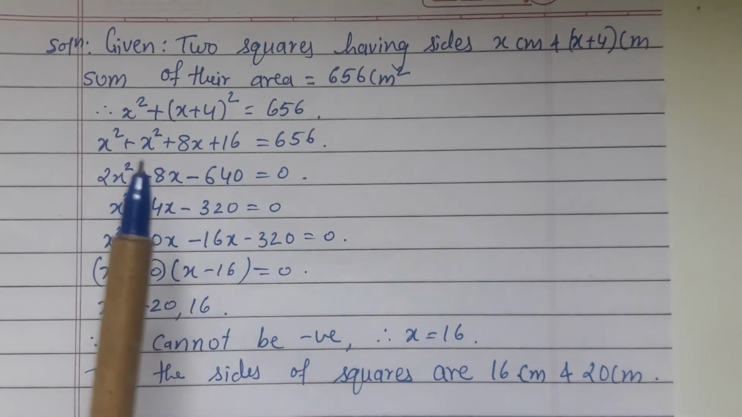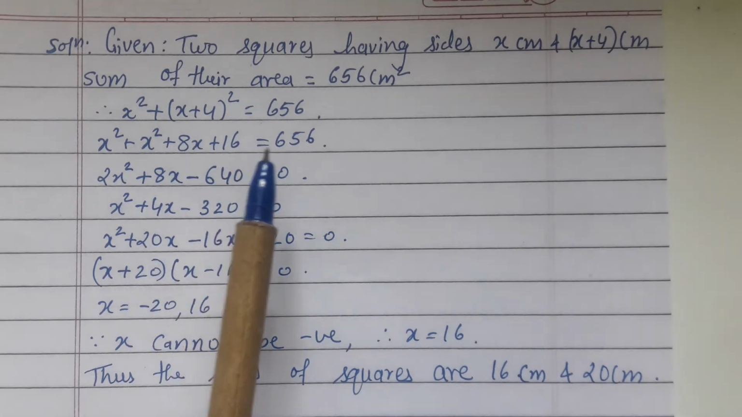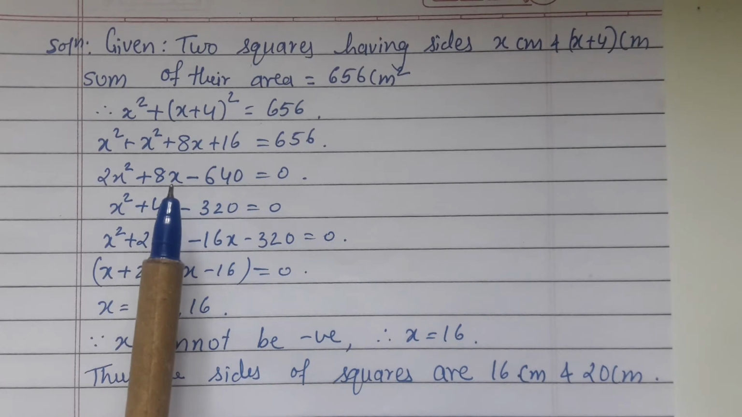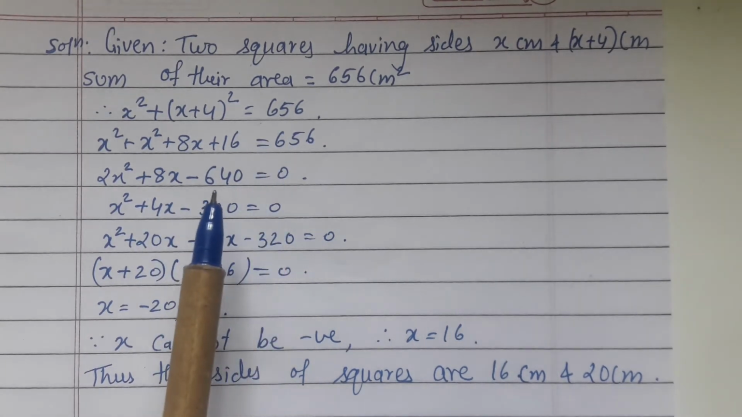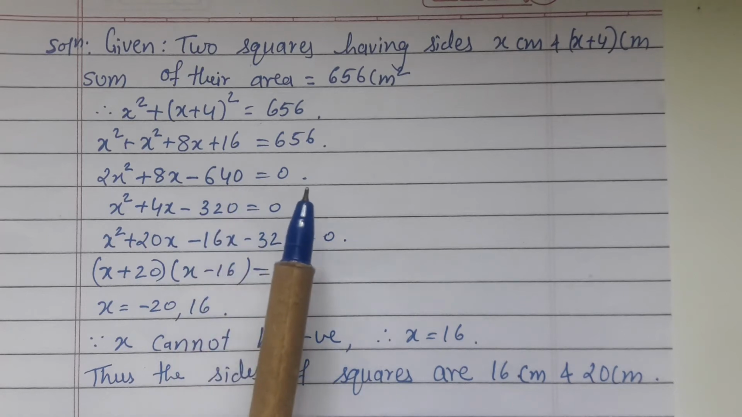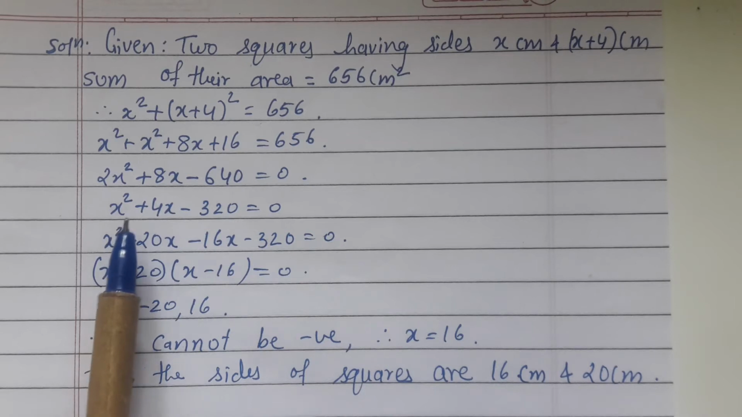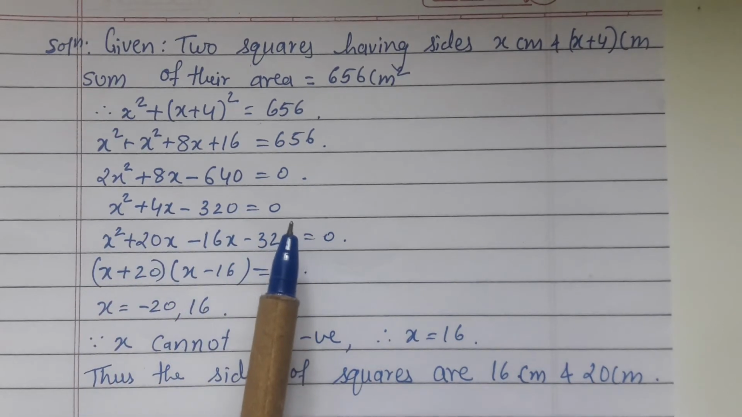Open the bracket. x square plus 8x plus 16 equals 656. 2x square plus 8x plus 16 minus 656, which is minus 640, equals 0. All are divisible by 2. Therefore, x square plus 4x minus 320 equals 0.